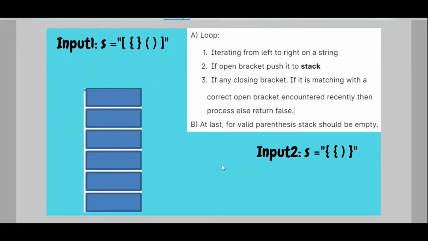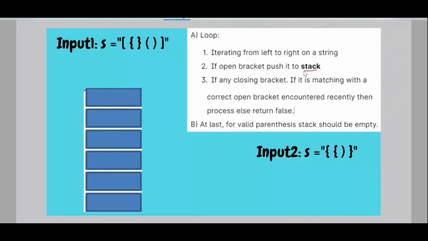So this is the algorithm we are going to follow. So it has two steps. One step will be running in a loop and the other one will be checking whether the stack is empty or not. First, inside the loop we have three steps. First, we will be iterating from left to right on the string, and second, if there is an open bracket, we will be pushing it into the stack.